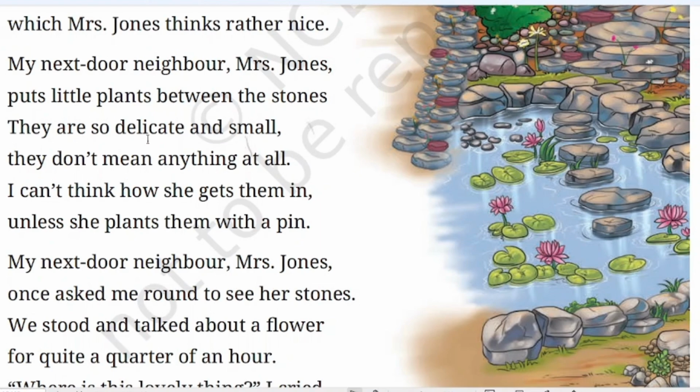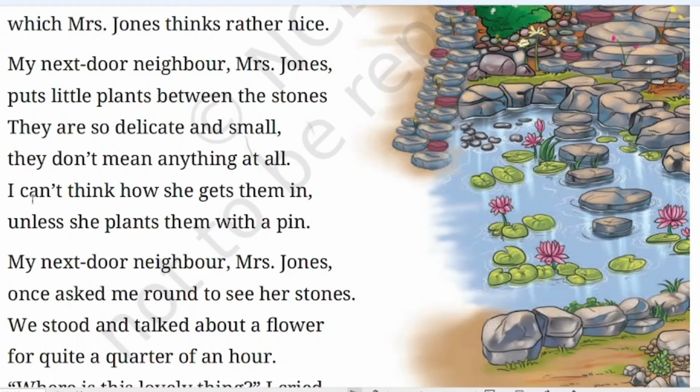They are so delicate. Delicate means so tiny that they seem insignificant. That means that we cannot see them highlighted. The plants are not highlighted. They are very small, planted between the stones. They don't mean anything at all. It means they are very insignificant. I can't think how she gets them in.